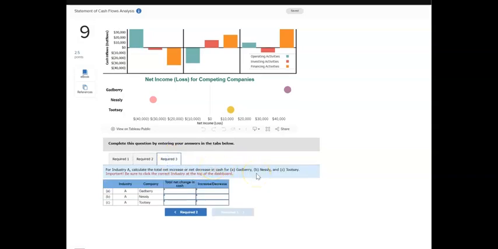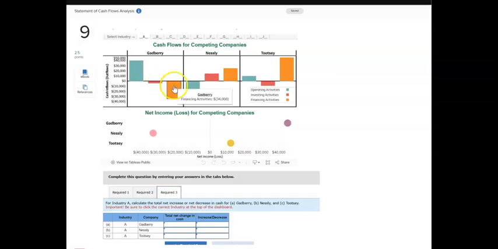Requirement 3, they want the net increase or decrease in cash. Again, still in industry A, so we can combine these and find the net increase or decrease in cash. They want the amount, and then they want you to say if it was an increase or decrease.